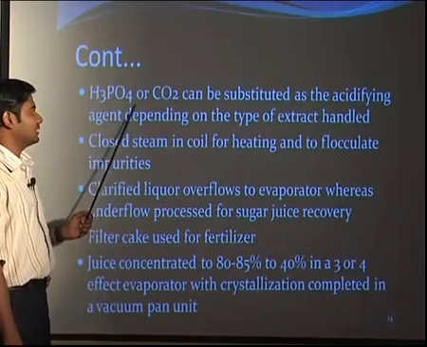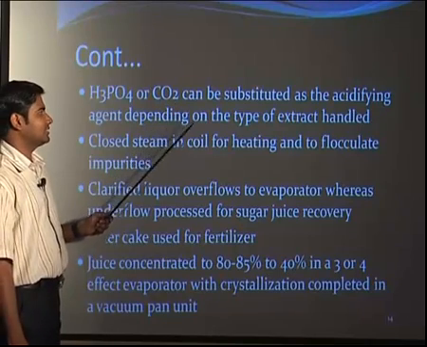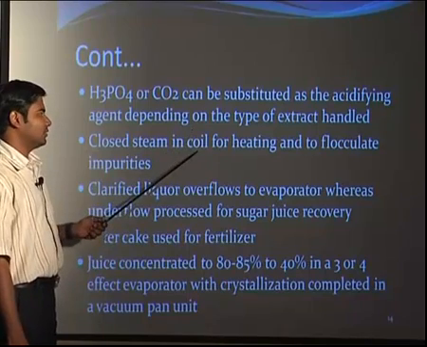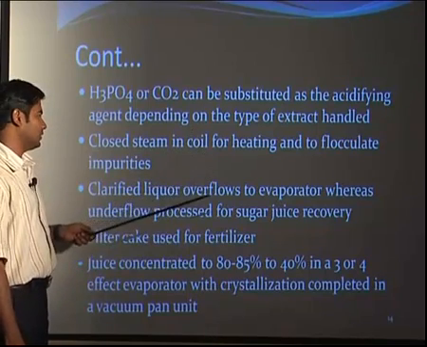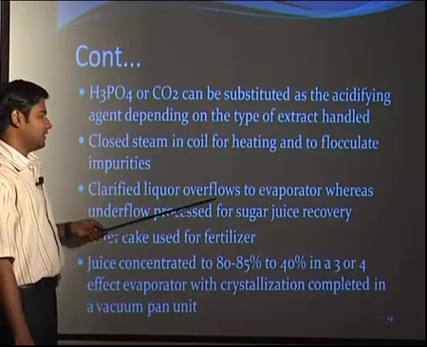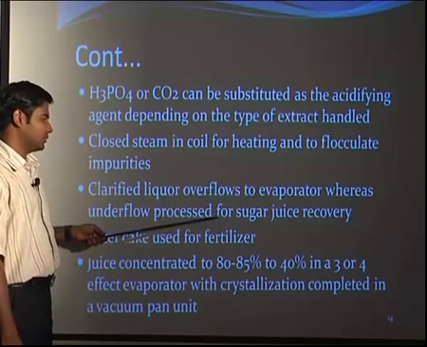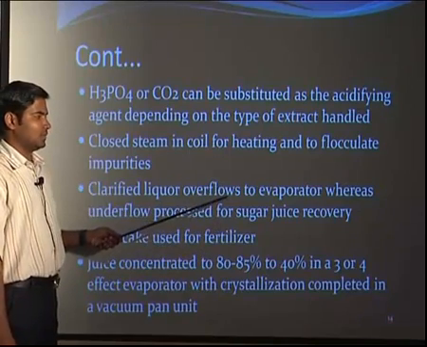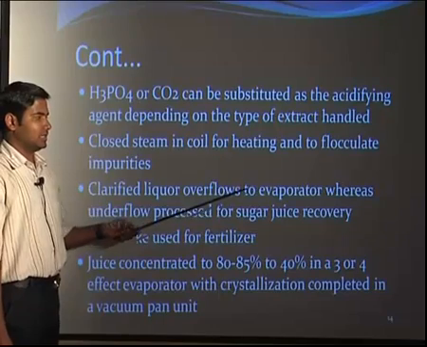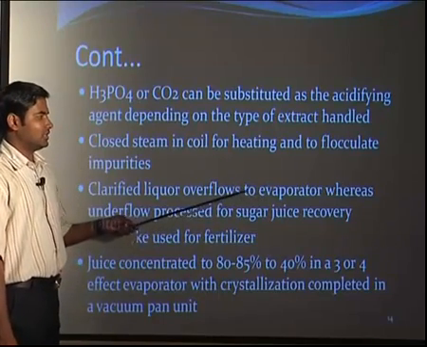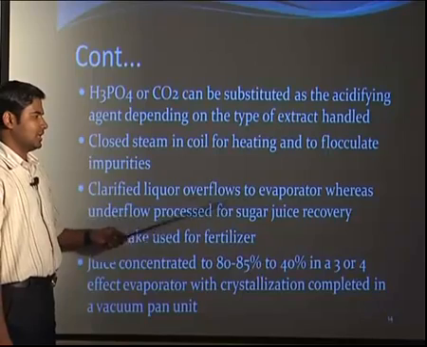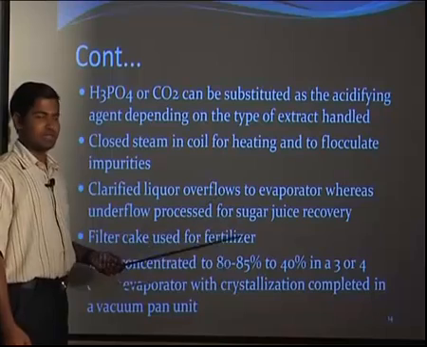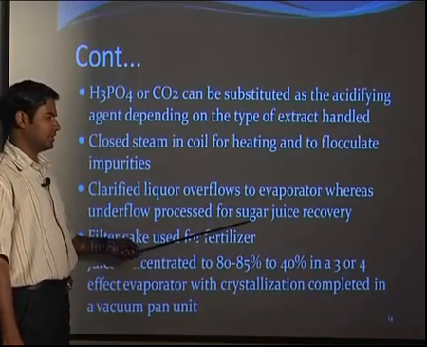Also, phosphoric acid or carbon dioxide can be substituted as the acidifying agent, depending on the type of extract handled. Then a closed system in a coil is used for heating and to flocculate impurities. Then the clarified liquor overflows to the evaporator, whereas the underflow is processed for sugar juice recovery. So the overflow, which is high in sucrose content, goes to the evaporator for the recovery of sugar crystals, and the underflow goes to the process for sugar juice recovery.